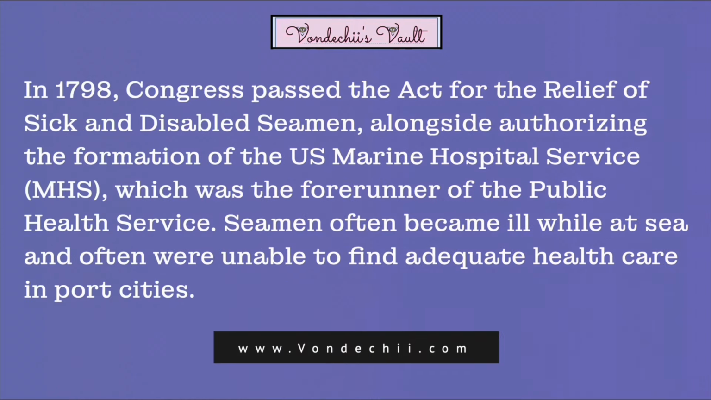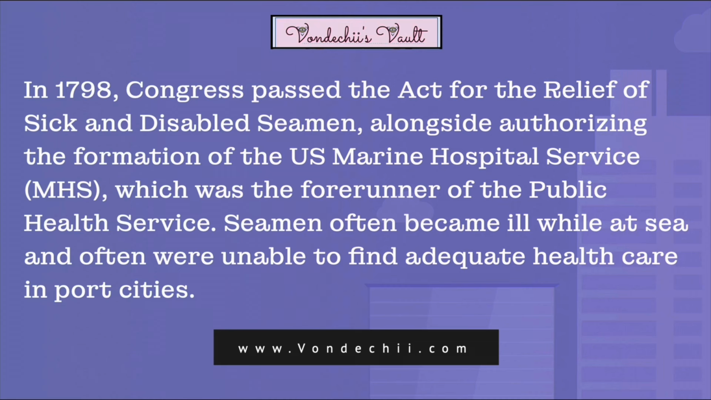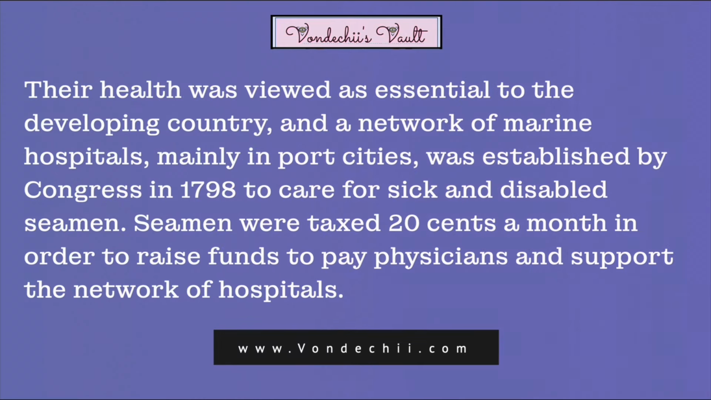In 1798, Congress passed the Act for the Relief of Sick and Disabled Seamen, alongside authorizing the formation of the U.S. Marine Hospital Service, which was the forerunner of the Public Health Service. Seamen often became ill while at sea and often were unable to find adequate health care in port cities. Their health was viewed as essential to the developing country, and a network of marine hospitals, mainly in port cities, was established by Congress in 1798 to take care of sick and disabled seamen.